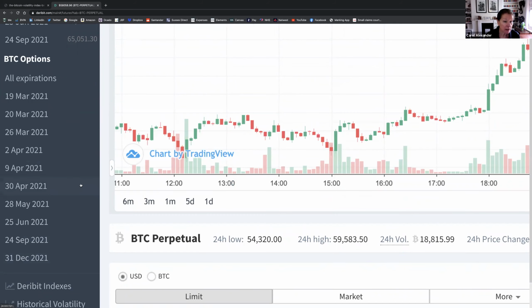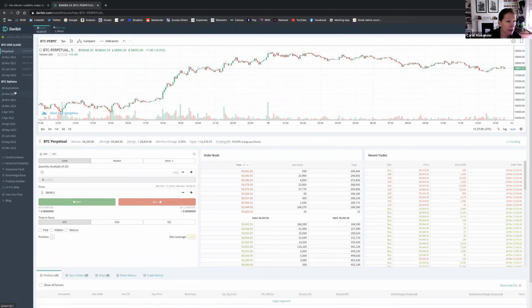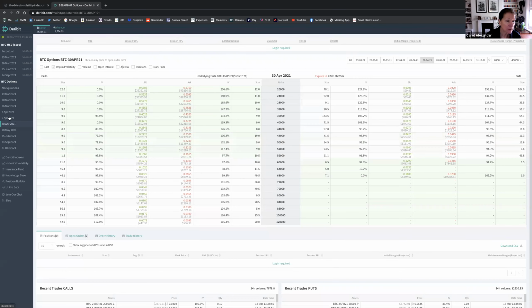So in taking the data for a constant maturity index, one has to be quite careful. For example, 30 days, which is what the VIX is, and this is what CryptoCompare wanted to go with straight away. 30 days from now, the straddling maturities would be the 9th of April options here and the 30th of April options. And we do an interpolation, which I'll explain in a minute, to get a constant maturity formula.